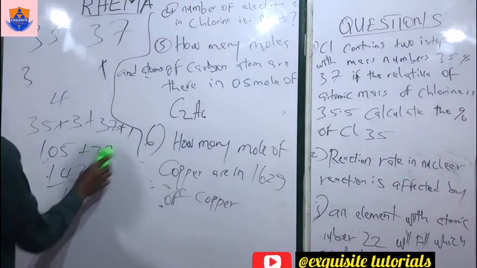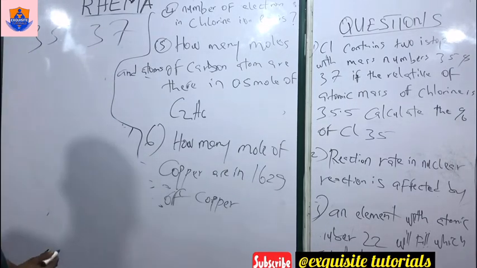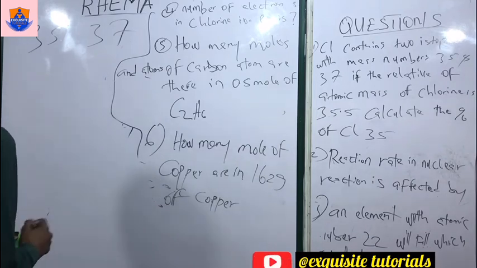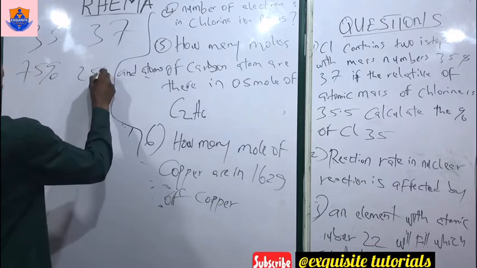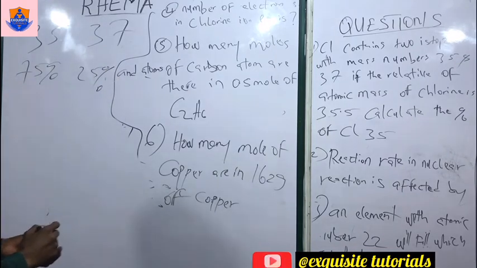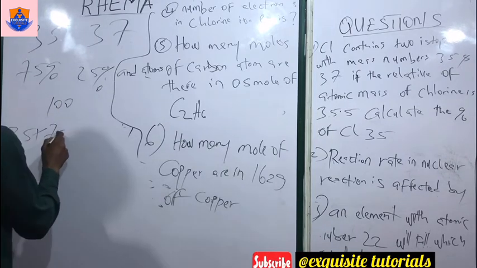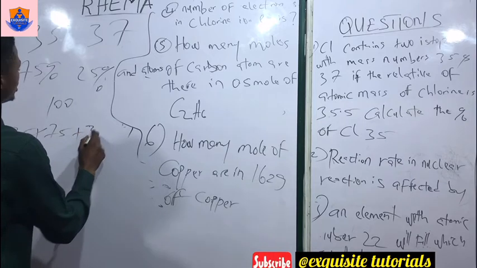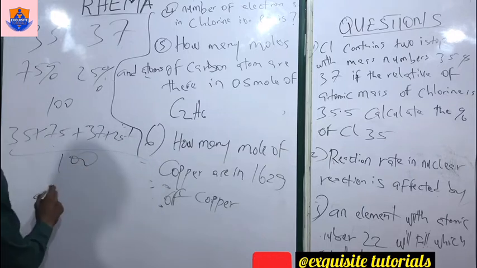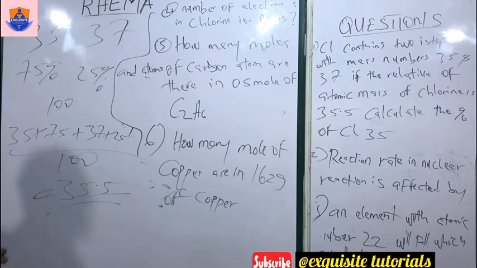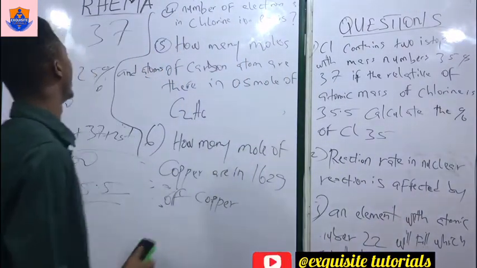Now let's try it the other way around. Let's say you are given the percentage and you are told that chlorine 35 is 75% and chlorine 37 is 25%. Which means that the combined percentage is 100. So what you do is 35 times 75 plus 37 times 25, everything divided by 100. You are still going to end up getting 35.5. So in any way that they give you, you should be able to solve any question relating to isotopy.